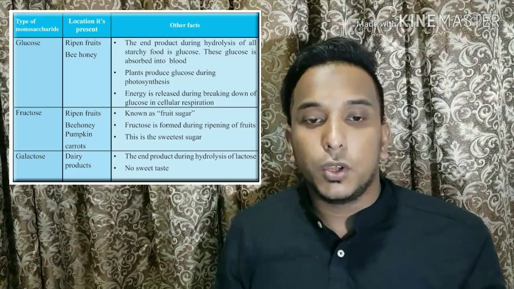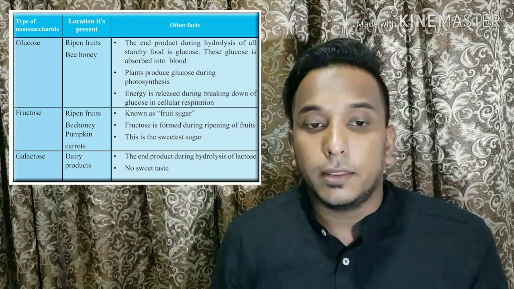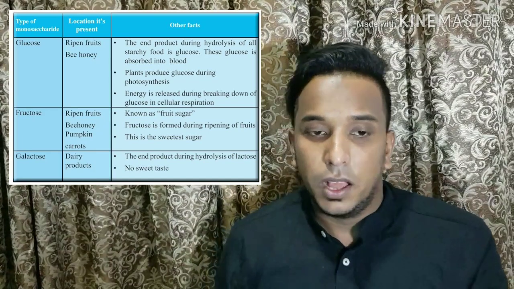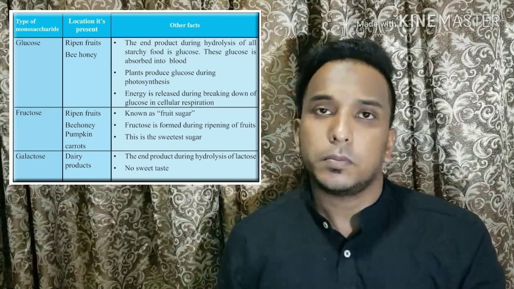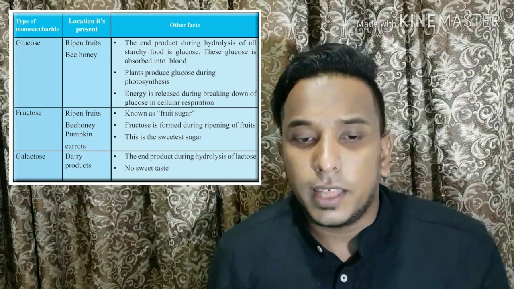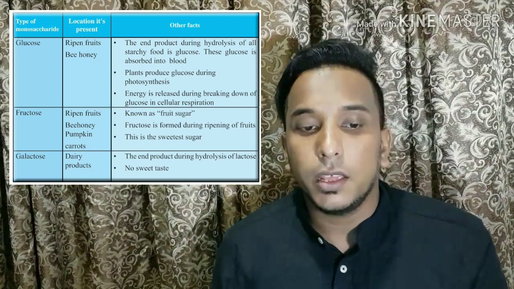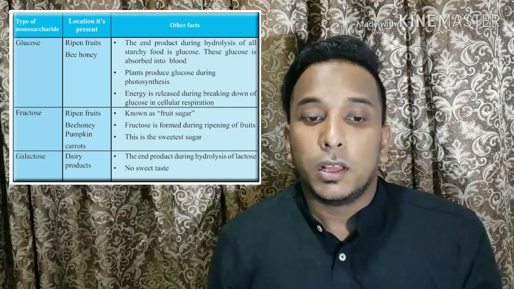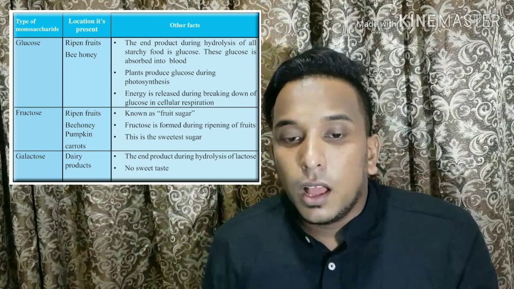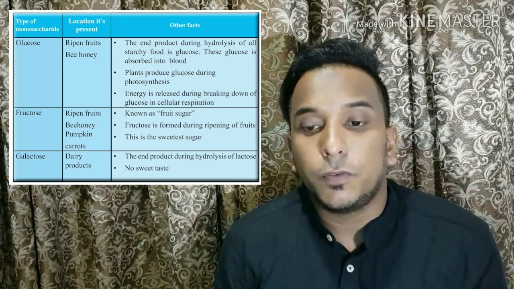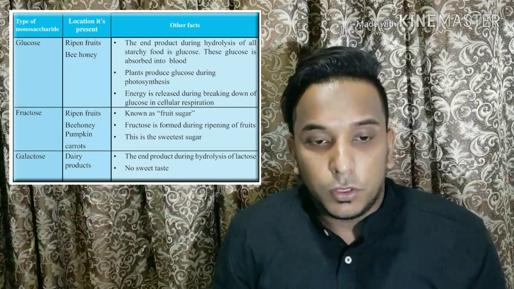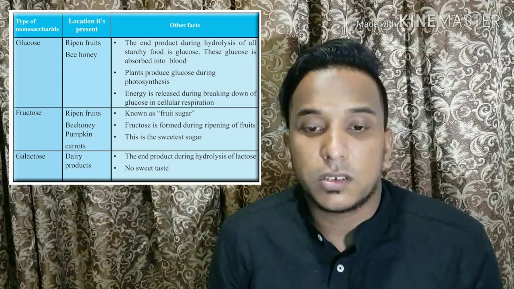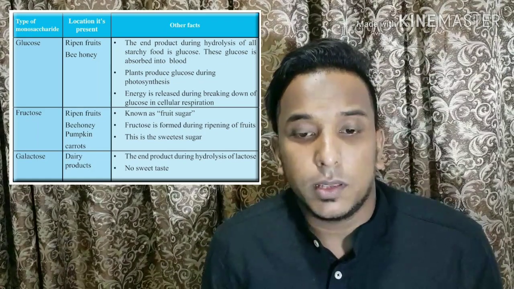Right? And here they have given you the location and the type of monosaccharide, the location, and some other general facts. Let's go through the type of monosaccharide. Glucose is located in ripe fruits and in bee honey. Fructose is present in ripened fruits, bee honey, pumpkin, carrots. Galactose is present in dairy products. And in the next column you have the other facts. The end product during hydrolysis of all starchy food is glucose. This glucose is absorbed into the blood.